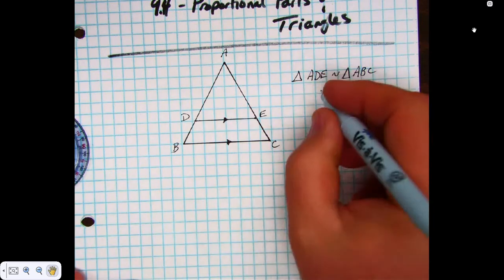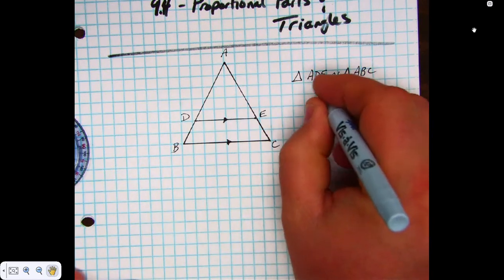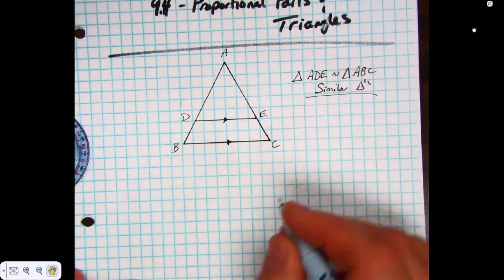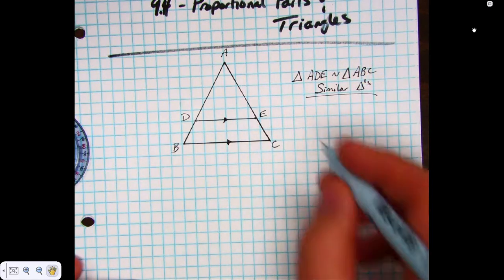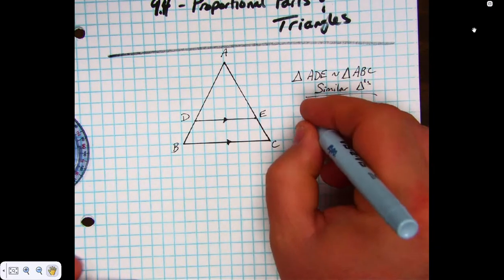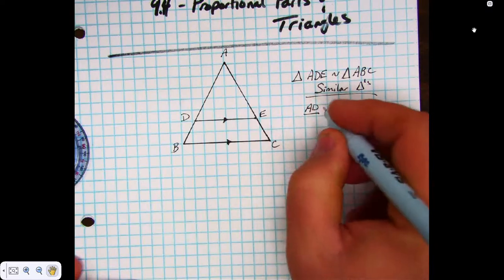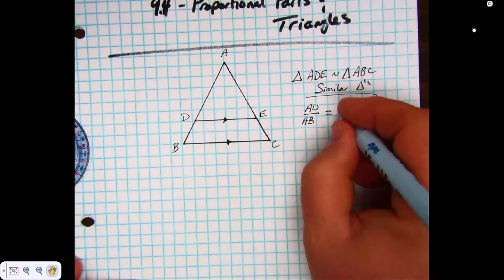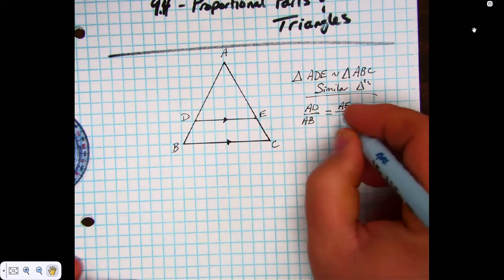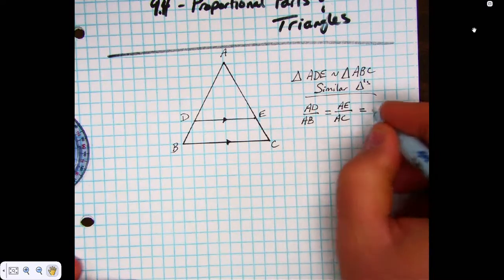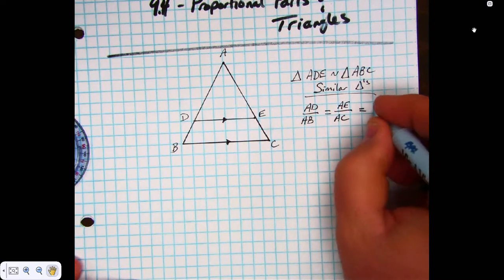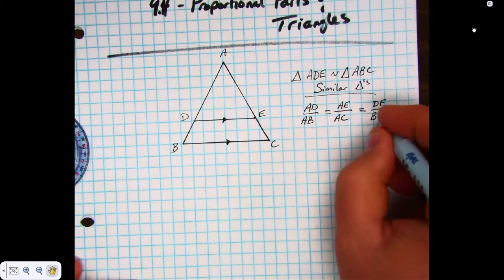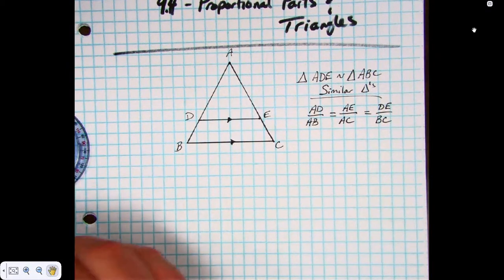So, with regards to similar triangles, what are the sides that are proportional to each other? AD over what? AB would equal AE over what? AC, which would equal what? We're doing the smaller first. DE over what? BC. Does everybody see that?